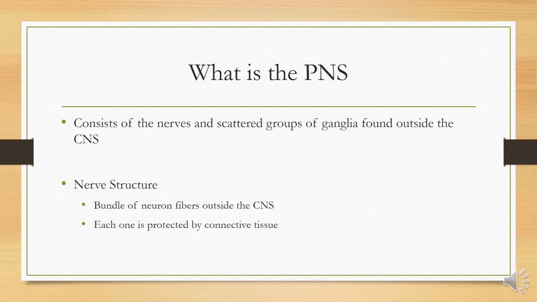What is the PNS, the peripheral nervous system? The peripheral nervous system consists of the nerves and scattered groups of ganglia. These are nerve fibers found outside the CNS. A nerve structure is a bundle of neuron fibers outside the CNS. Each one is protected by connective tissue.